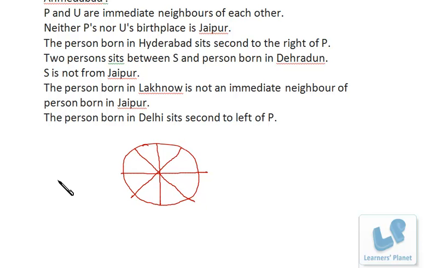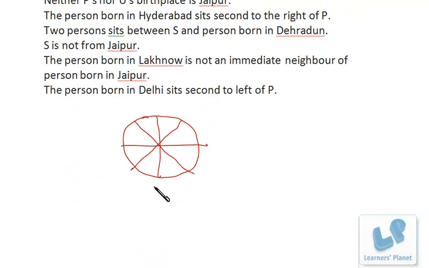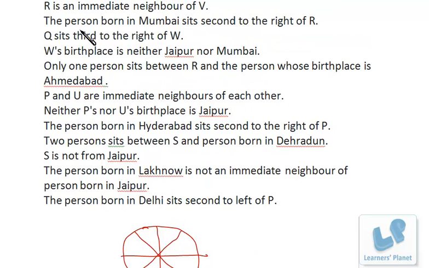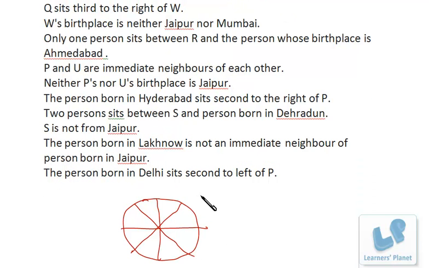and now I have fixed up 8 places. Now let's go one by one from here. The person born in Jaipur sits third to the right of V, right? Now we give the position to V anywhere. It's better to give the position at the bottom, so looking at right and left will be very easy, right? Now the person born in Jaipur sits third to the right of V. That means first, second, third. The person should be here, Jaipur.